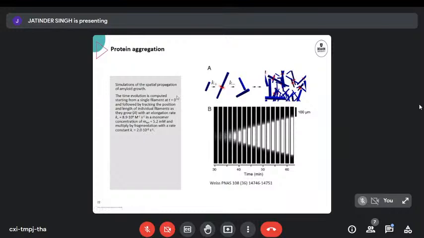aggregation rates, elongation rates at a certain monomer concentration. So these are the monomers from a certain monomer concentration, how quickly they aggregate into that fibril-like polymer formation.